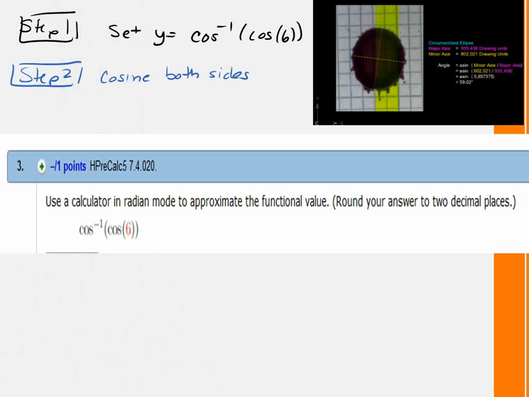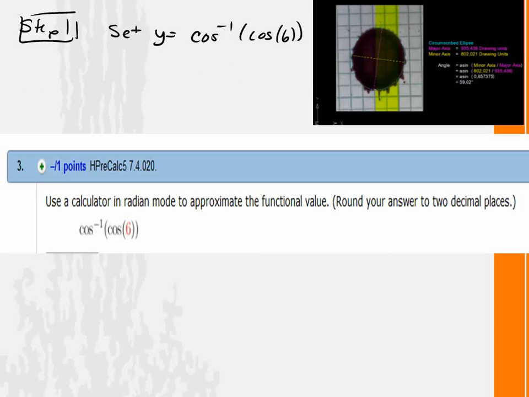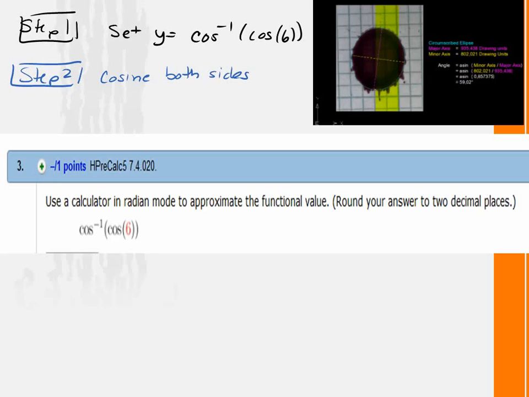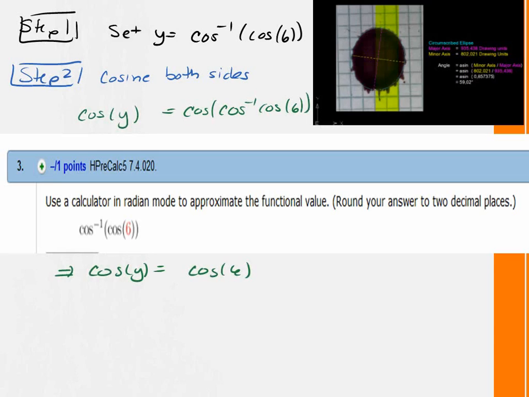Okay, so on this problem, you're supposed to actually get a decimal answer. They say round your answer to 2 places. The first step is you have cosine inverse cosine of 6. So set y equal to cosine inverse cosine of 6. That's the first step. These are easy, I promise. Step 2 is to cosine both sides. So take the cosine of y and cosine of the other side.